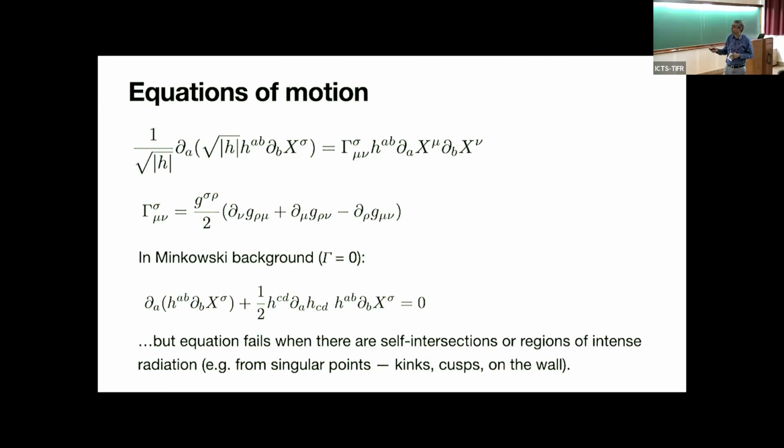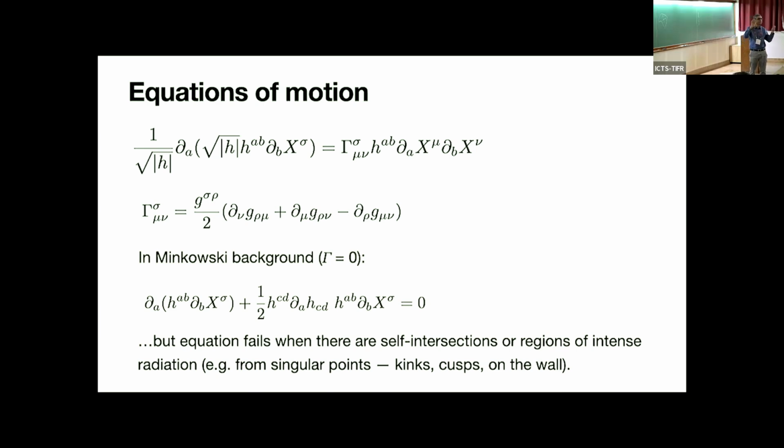And from the action, you can derive equations of motion. A little complicated, where this is the Christoffel symbol of the background. In Minkowski background, gamma is 0, so then the equation simplifies a little bit. But I don't think this action is very useful because this equation and the action, the approximations, fail when the walls intersect each other. When two walls get very close to each other, then the thickness becomes important.